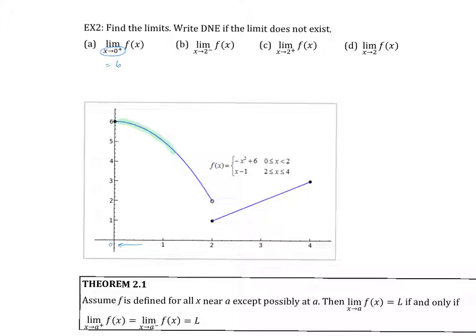In part B, we're looking for the limit as x gets closer and closer to 2, coming in from the left. So as we're coming in from the left and we're getting closer and closer to 2, our graph is getting closer and closer to a y value of, it looks like the y value is 2. So this would be equal to 2.